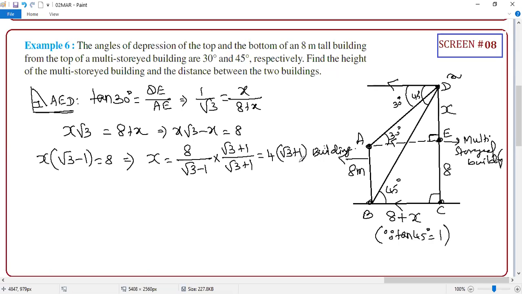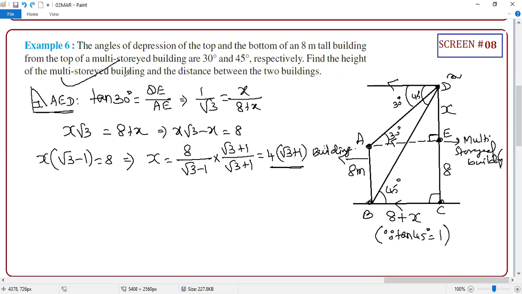Can I write directly 4 into root 3 plus 1? Yes, sir. You have to write it, student. That's the way. But what is this the height of? Nothing. This X is the difference in the height of the two buildings. Correct or not? But that question they didn't ask. If they asked for the difference in the height of the two buildings, this is the answer. Over. But they are asking the height of the building, meaning the entire thing, which means you have to add 8 to this height.